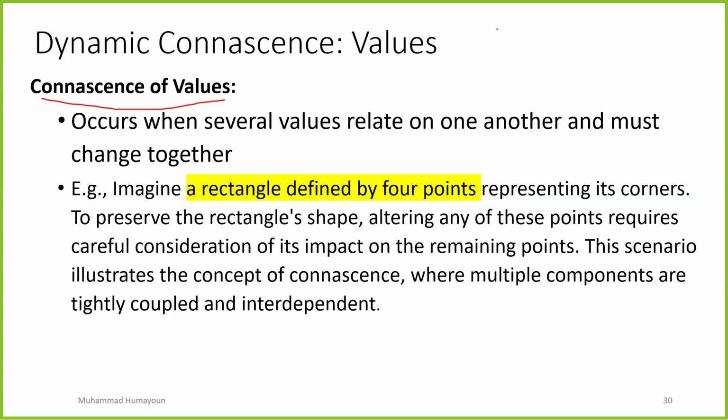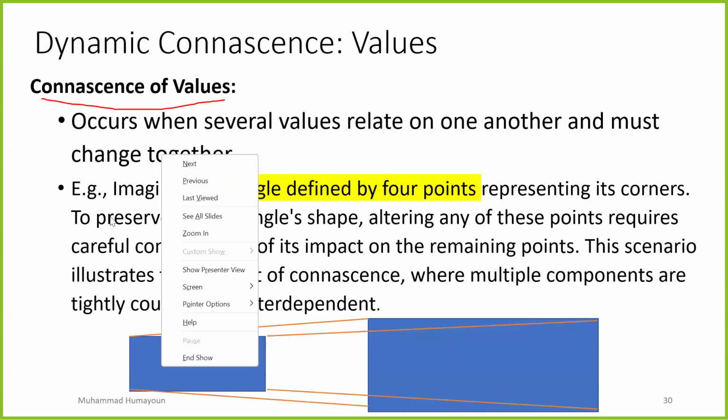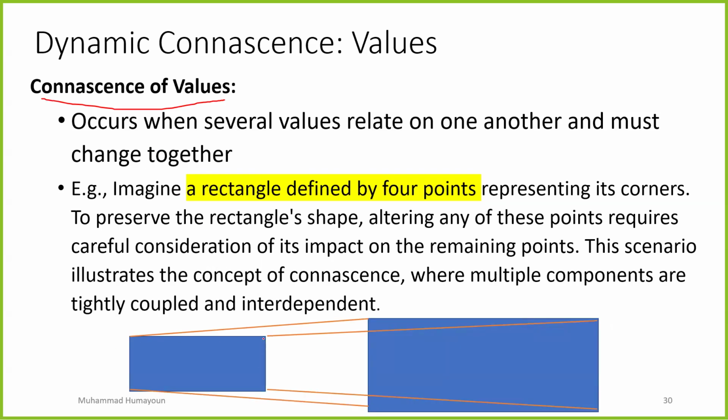And one example given here is a rectangle defined by 4 points. So let's say that is your rectangle over here. And now you try to resize it. So when you try to take it from here and resize, increase or decrease, all these values must increase or decrease in some certain ratio. So they must agree, they must increase or decrease in the proper ratios that you have defined in your code. So that would be another example of consistency of values.